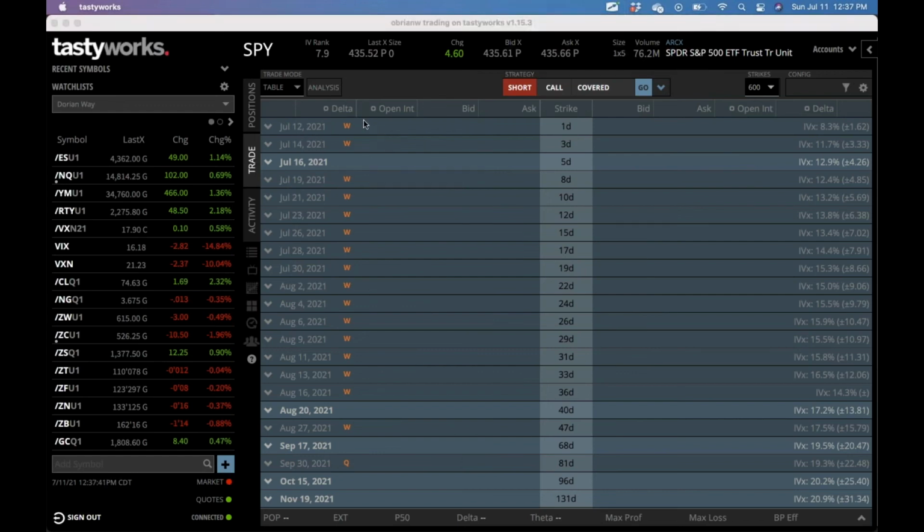When you are looking at the option chain, usually to the right of the date of expiration, you're going to have something that might have a W. That just means it's a weekly option. It's a weekly expiration period. You might have something that is a Q. That just means it's a quarterly option.